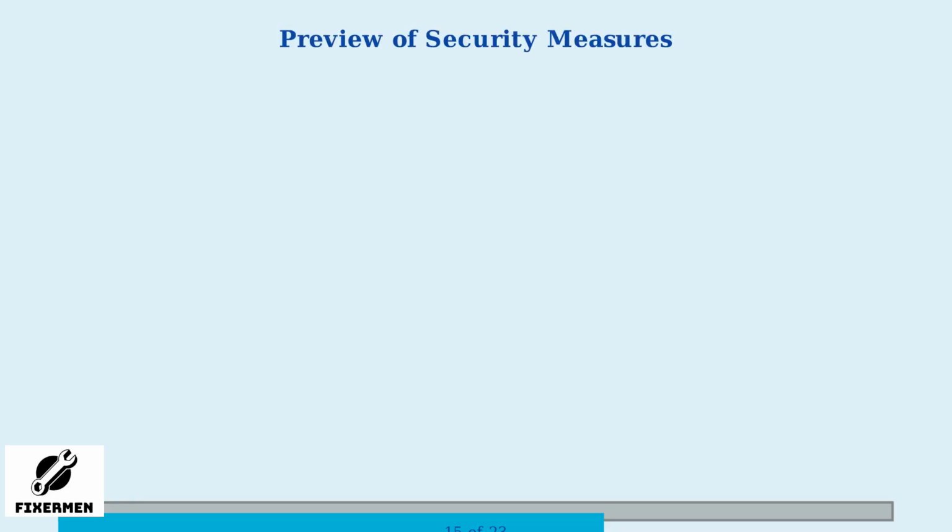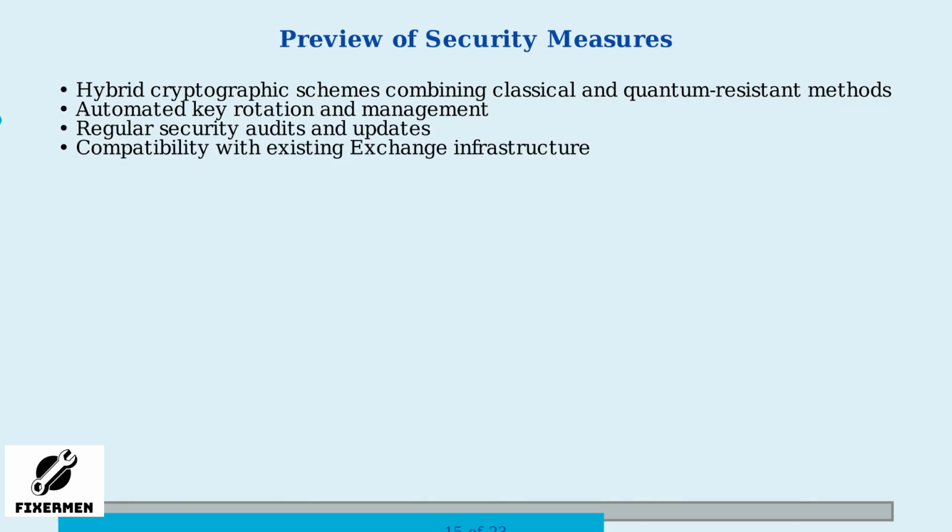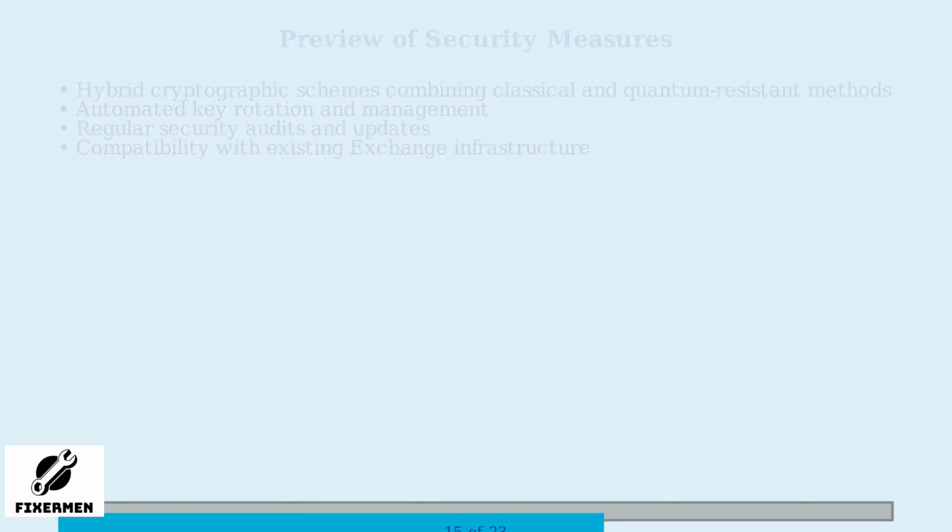Looking ahead, these quantum-resistant measures in Exchange 2026 include hybrid cryptographic schemes that combine traditional and quantum-safe algorithms for a smooth transition. Features like automated key rotation, enhanced management tools, and regular security audits will help maintain connectivity and prevent threats. This ensures that Outlook Exchange connections remain secure against emerging quantum computing capabilities.